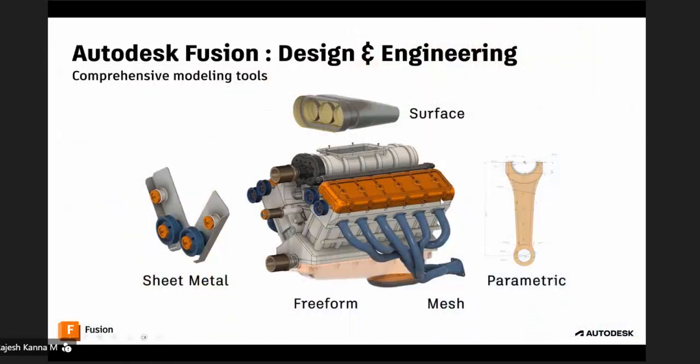Let me quickly take you through a few tools in design. So in design, we mainly concentrate on product design. In the product design, whatever necessary tools, something like solid modeling, surface modeling. Under solid modeling, parametric and direct modeling functionality is there. We also have freeform, mesh, and sheet metal. So there are different tools available in order to complete your workflow in the design department.